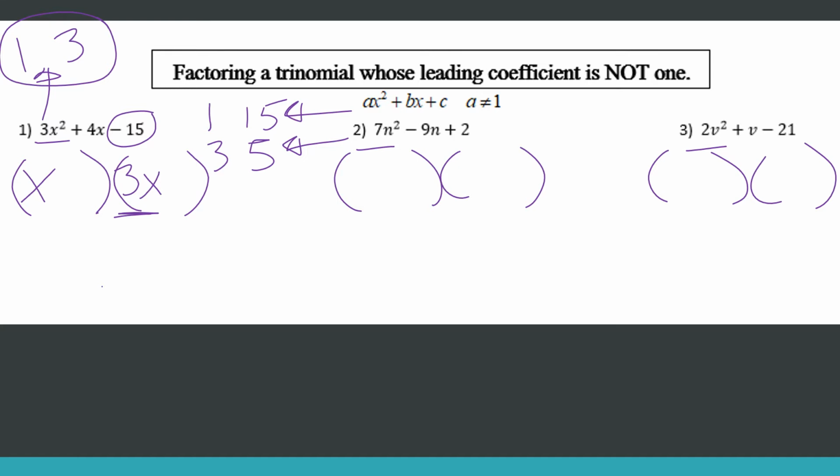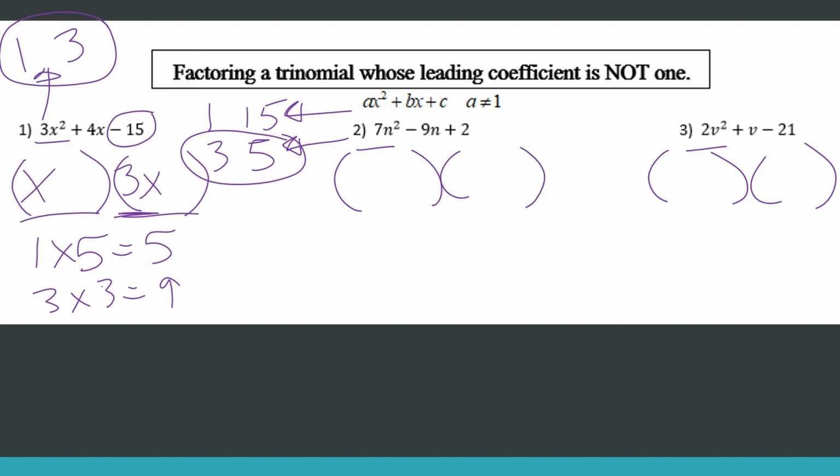Let's try maybe 1 times 5 equals 5, and 3 times 3 equals 9. There we go. 9 and 5 can give me 4. Okay, so that means that I used 3 and 5. So now I just have to decide where do the 3 and the 5 go here. Which one goes here and which one goes here?